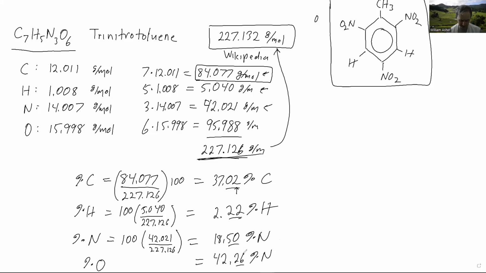So if I add all these numbers up, this is a good way to check your data. Make sure you did it right. If you add them all up, you better get 100%, and it does. So this is the percent composition by atom. Whoops, that's not nitrogen, that is oxygen. Sorry, oxygen there. And that's how I do it.